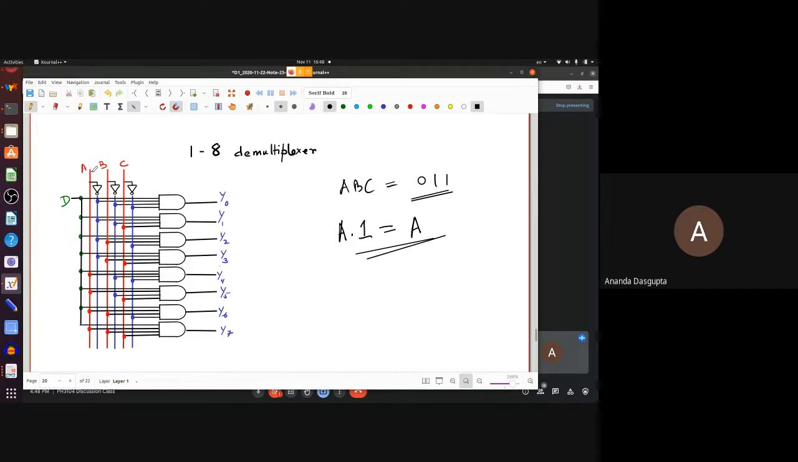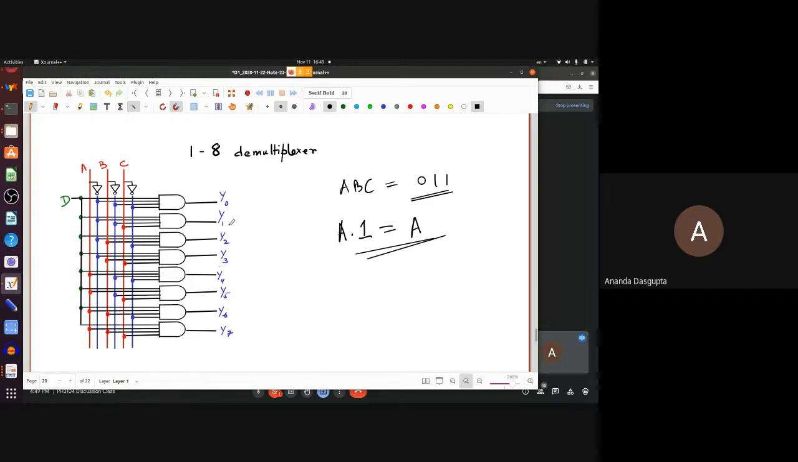If input ABC were, say, 111, then D would be directed to Y7. If the input were, say, 010, then D would be directed to Y2. So basically what you're doing here is, by using those A, B, C, which are actually control inputs, you're controlling which one of these outputs gets the value of D.